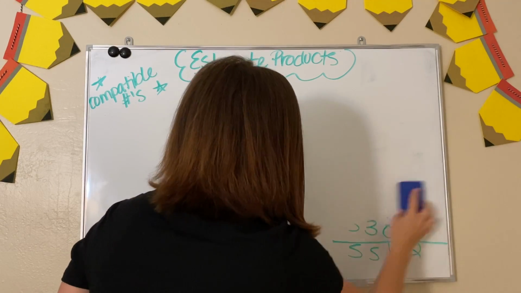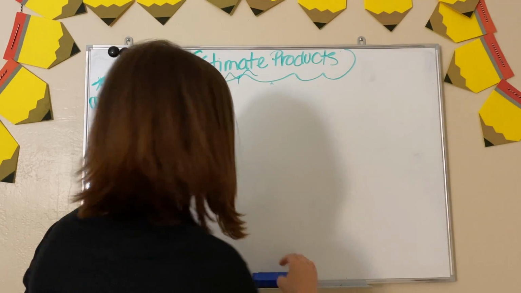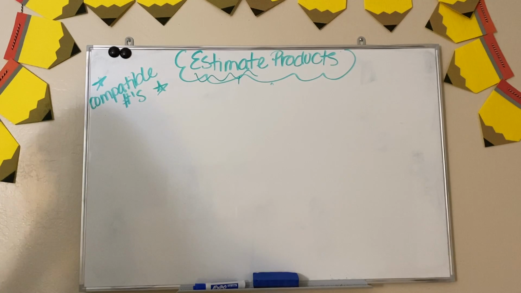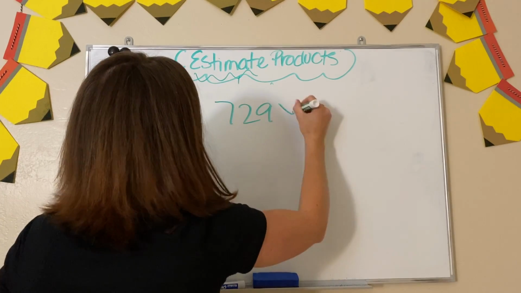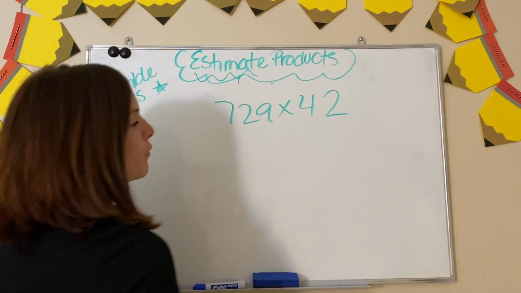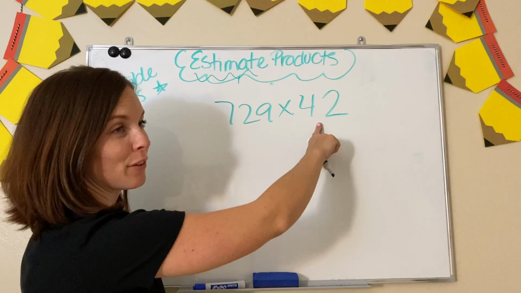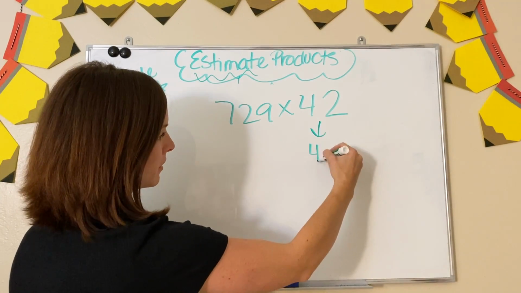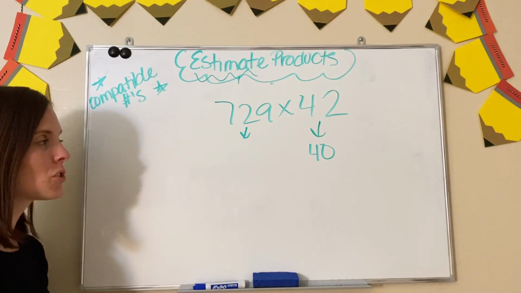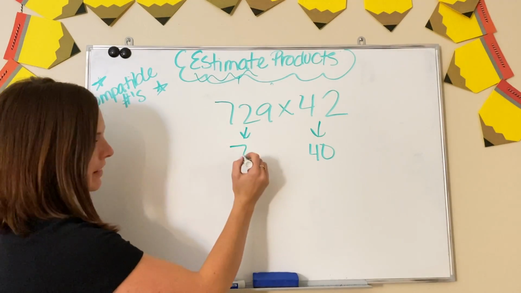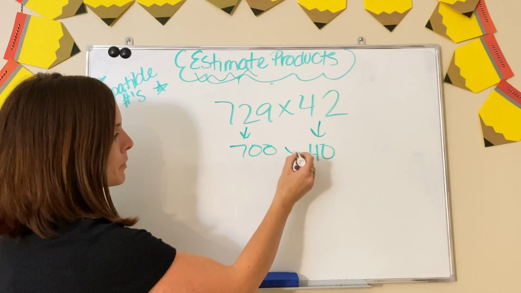I love this too because sometimes rounding is just really a lot easier with bigger numbers. So let's do an even bigger one. 729 times 42. Okay, 42. Is that closer to 40 or 50? It's closer to 40. 729. Is that closer to 700 or 800? Definitely 700. Okay, and then I'm going to multiply it.